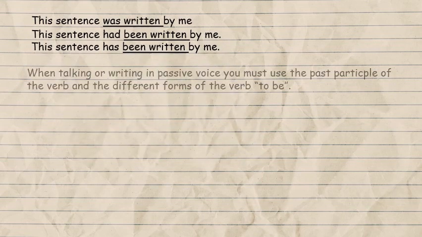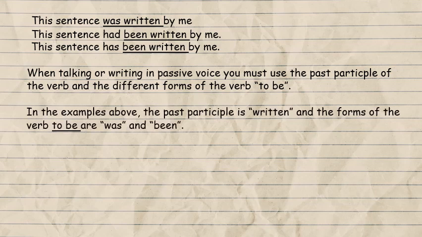When talking or writing in passive voice, you must use the past participle of the verb and the different forms of the verb to be. In the examples above, the past participle is written and the forms of the verb to be are was, had been, and been.